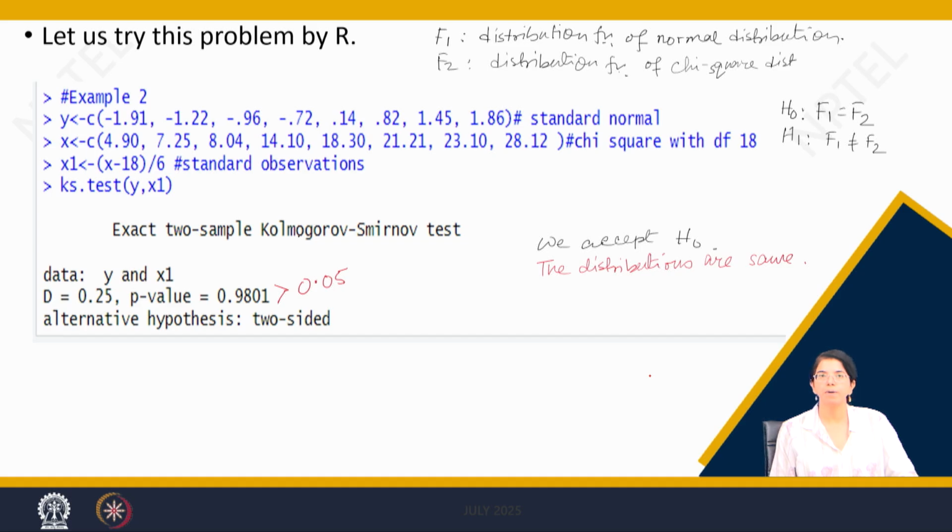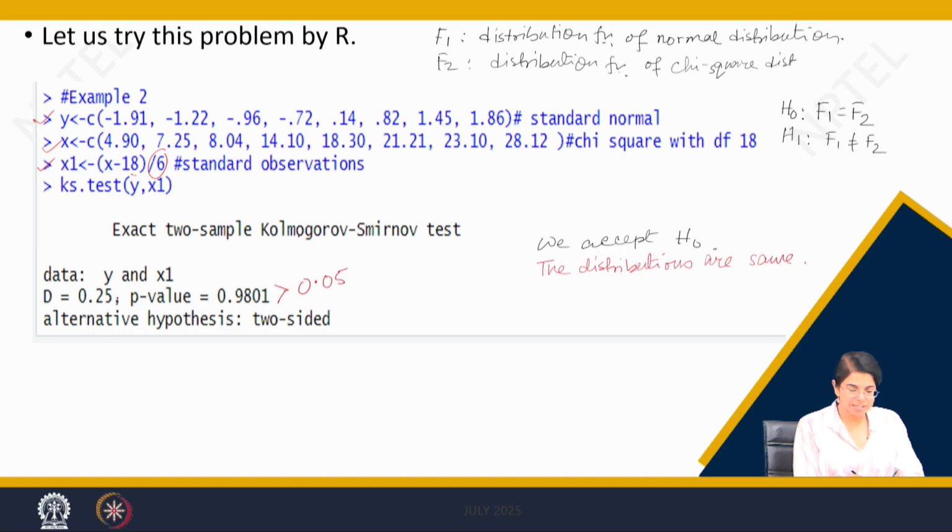Let us try this problem in R. It is very easy. First you have to insert y and x. Don't forget to standardize x1, that is (x minus 18) by 6. 18 is the mean of the chi-square, and the standard deviation of a chi-square with 18 degrees of freedom would be the square root of twice n, so 6. So ks.test(y, x1) is pretty easy. The first argument is the first observation, while the second argument is the second observation.